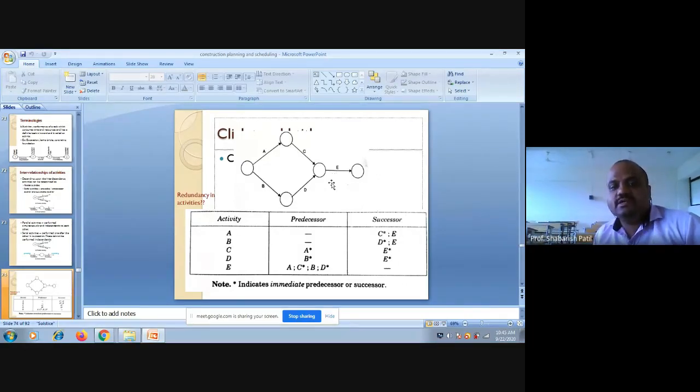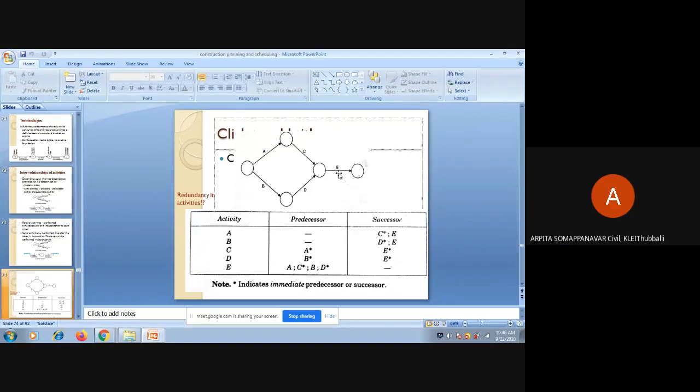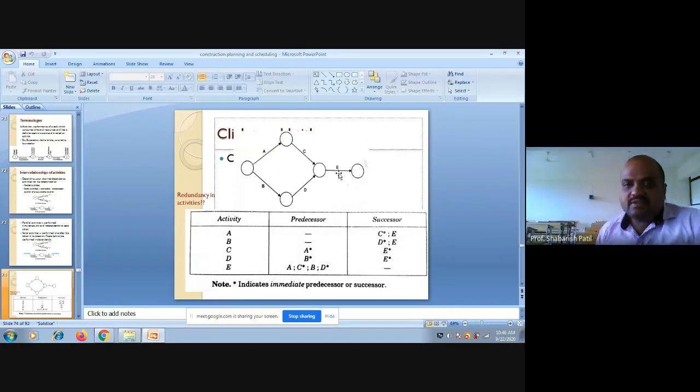Now there is another thing to be understood here. For activity C, the immediate predecessor is A. For activity D, the immediate predecessor is B. And when it comes to activity E, what are the immediate predecessor activities? Just before that. The answer is there in the slide, C and D. So for activity E, C and D are the immediate predecessors. And D has B as a predecessor and C has A as a predecessor.